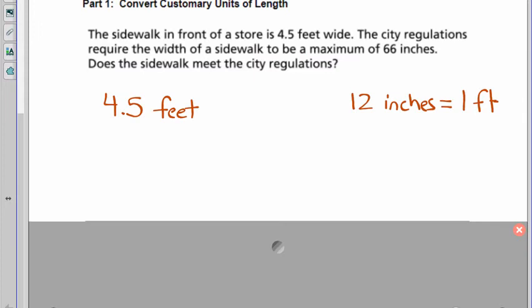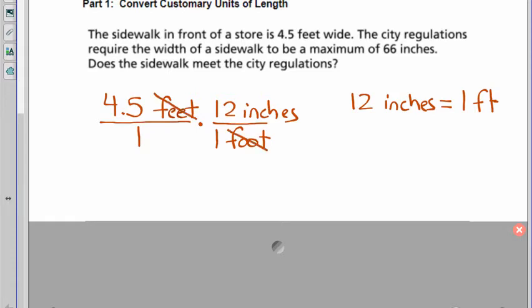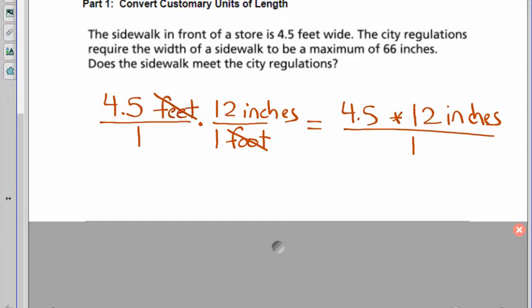I'm going to put 4 5/10 feet over 1. I want my feet to cancel out, so they're going to go on the bottom, 1 foot. And I want inches to be left. I could put 1 feet and they would cancel out, but that would be kind of weird. Anyway, I want my 12 inches on top. And now you can see my feet cancel out. And I'm going to be left with 4 5/10 times 12 inches over 1 times 1 is 1.